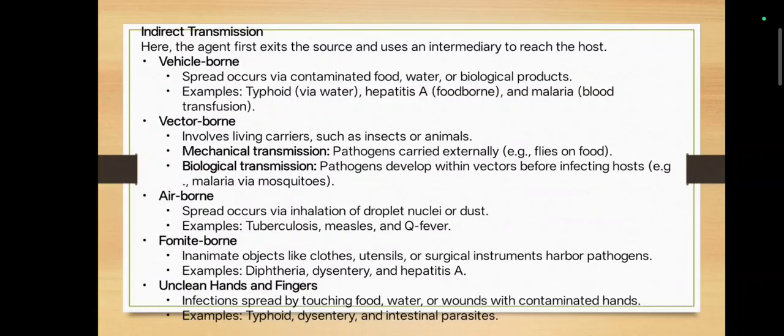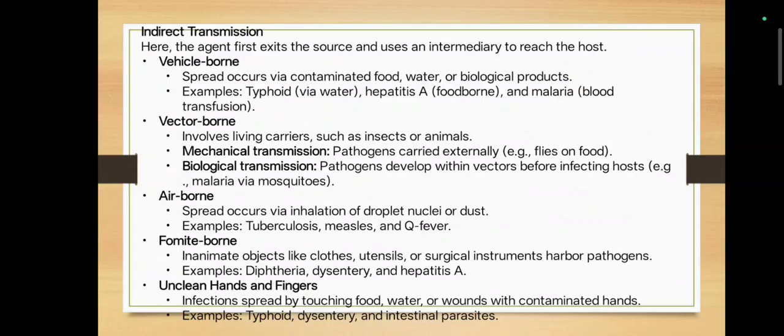Indirect transmission. Here, the agent first exits the source and uses an intermediary to reach the host. Vehicle borne. Spread occurs via contaminated food, water, or biological products. For example, typhoid, hepatitis A, and malaria, in which typhoid is spread via water, hepatitis A is foodborne, and malaria is through blood transfusion. Vector-borne.